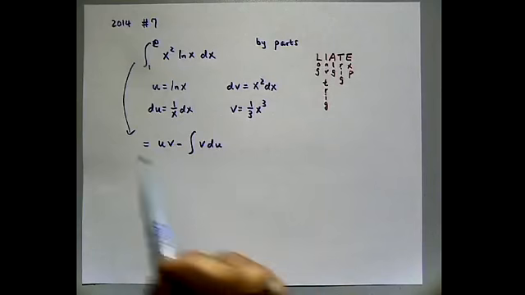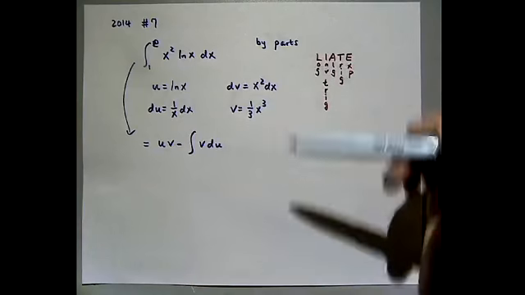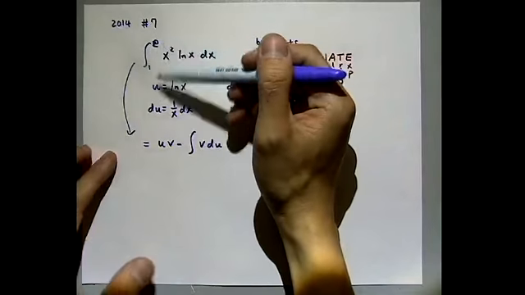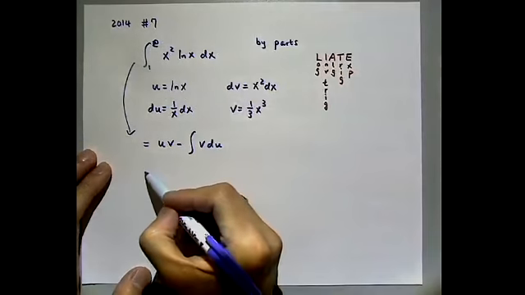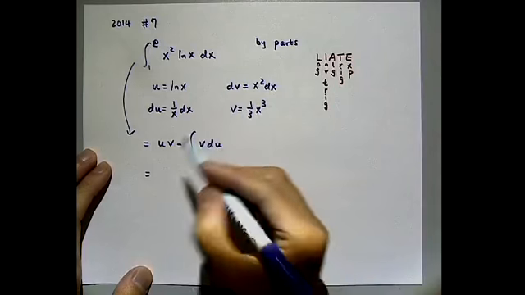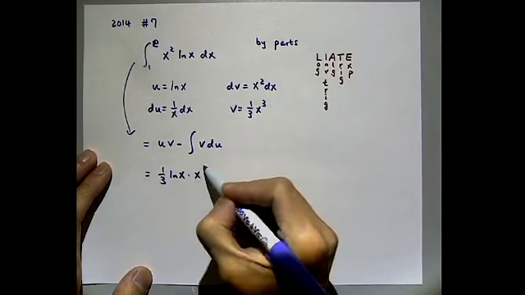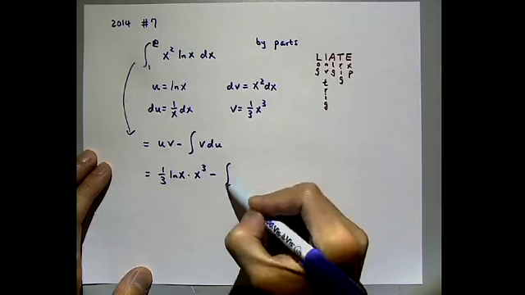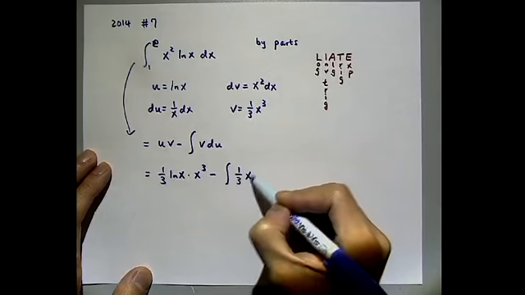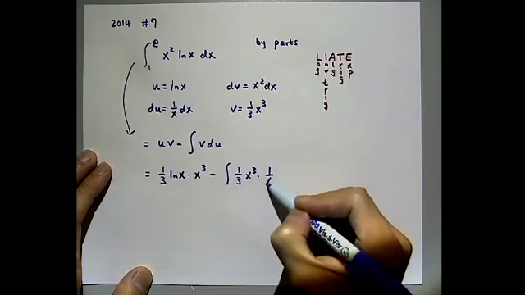And I'm going to integrate this first, and then I'll come back and deal with integration limits. uv minus the integral of v du.